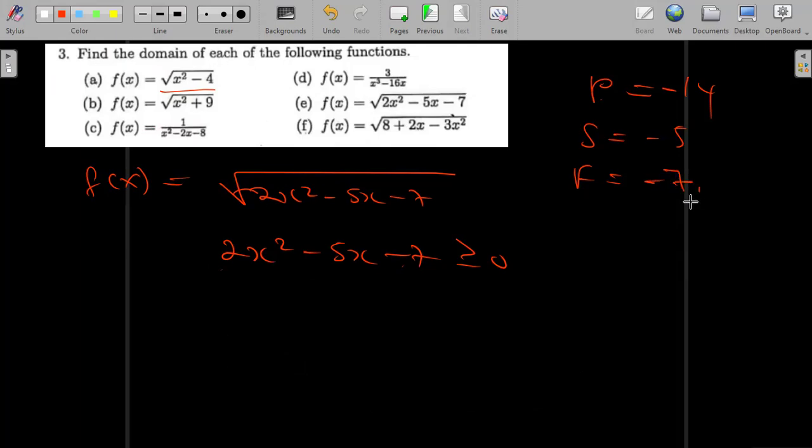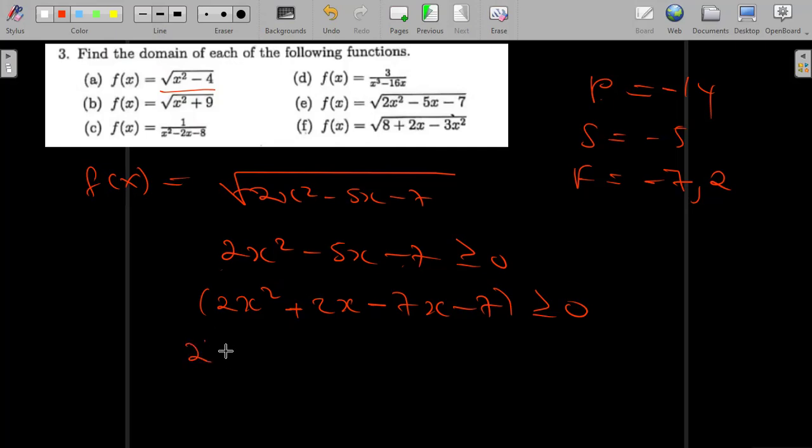Negative 7 and 2, such that when you add these you get negative 5, and when you multiply you just get positive 7. And this here you can write as 2x squared, plus 2x minus 7x minus 7 greater than or equal to 0.